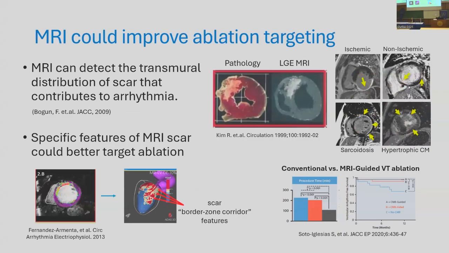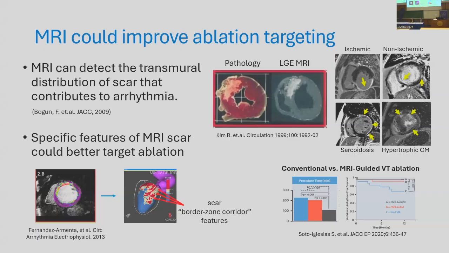So MRI could improve ablation targeting because MRI can detect the transmural distribution of scar that contributes to arrhythmia, and is now a pretty standard method of evaluation of ischemic cardiomyopathy scar distributions, as well as scar distributions in various non-ischemic cardiomyopathies. However, there's been interest in using this scar depiction, typically by late gadolinium enhancement imaging, to more specifically target VT ablation. Probably the strongest line of work in this direction has been from the Barcelona group, where they applied fairly standard initial segmentation techniques to separate scar into dense scar, higher intensity scar, and lower intensity scar, also termed border zone, on LGE images, and then defined the scar border zone corridor features.